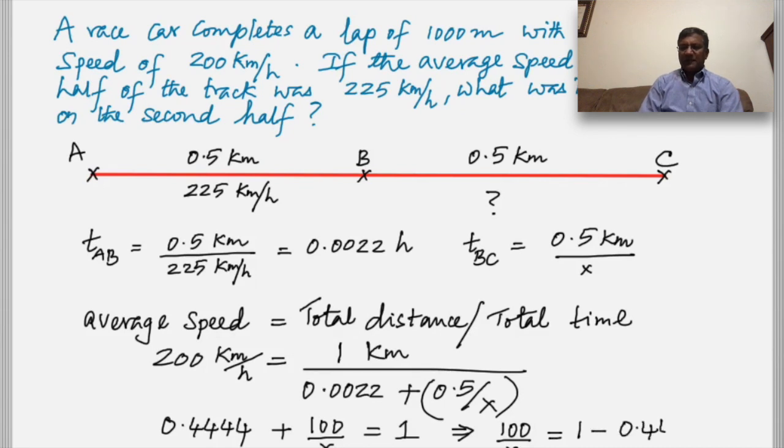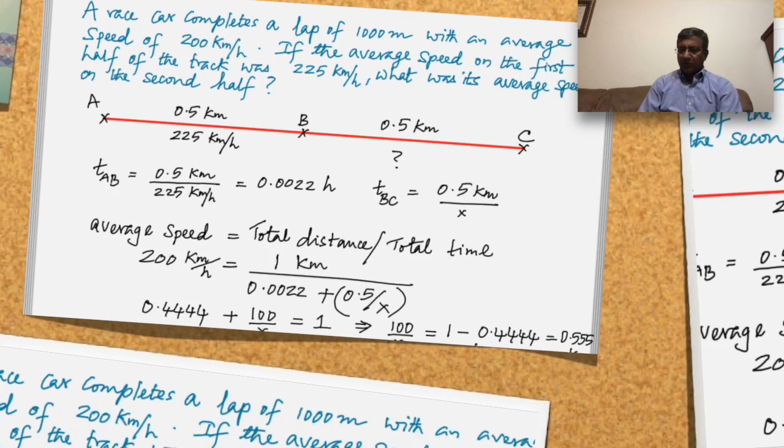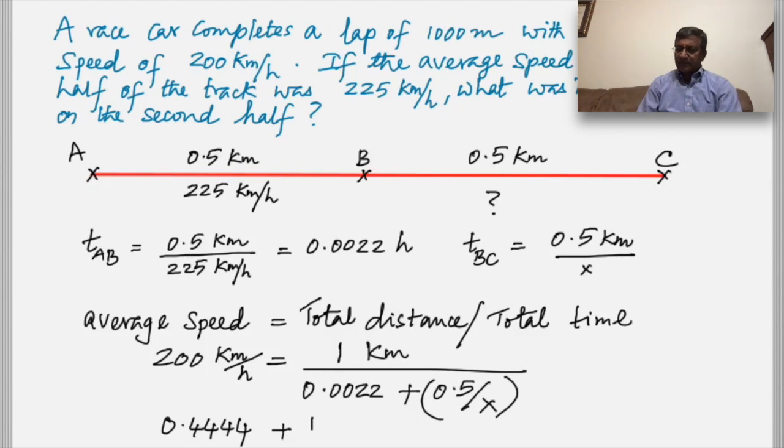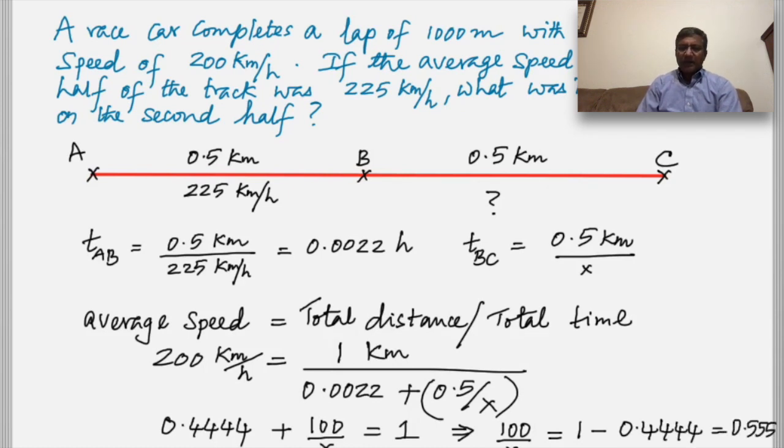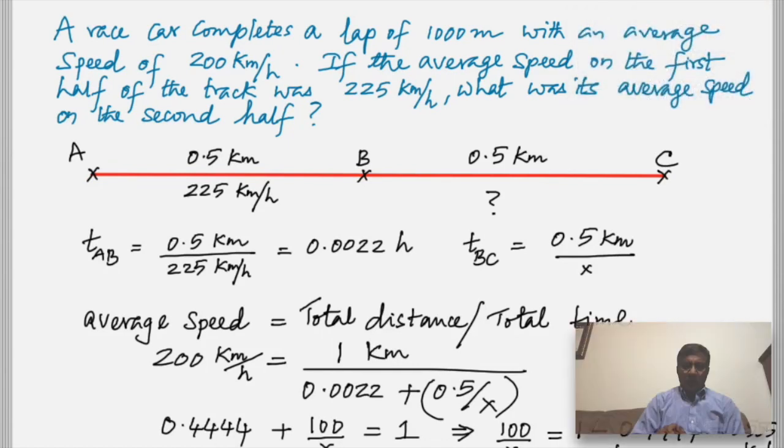I'm cross multiplying, so 200 times 0.0022 gives that number, and then 200 times 0.5 by x gives 100 by x is equal to 1. Now rearrange that. Basically I took 0.4444 to the other side, it became negative, and then the difference is that, and then x is 100 divided by 0.555, which is 180 km per hour. So that brings us to the last question.